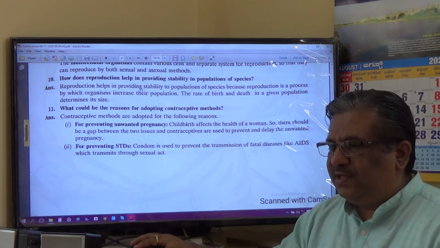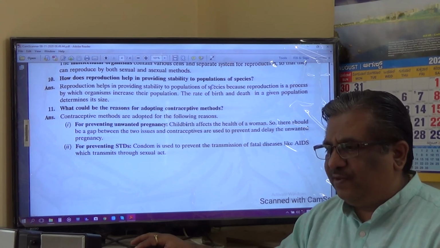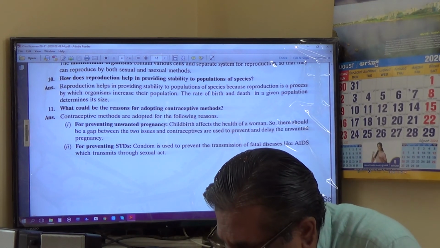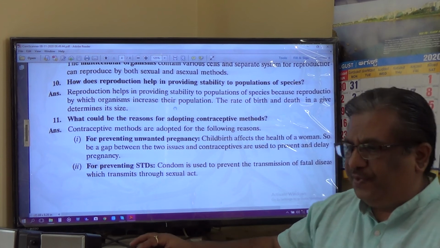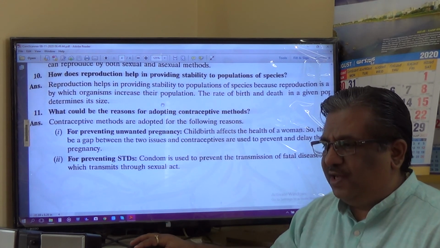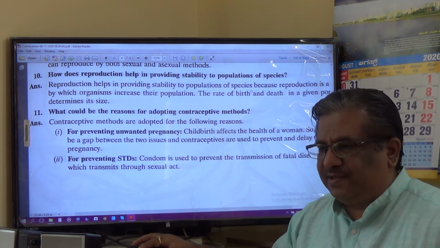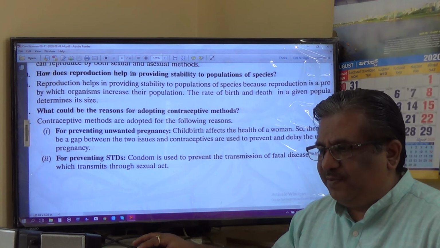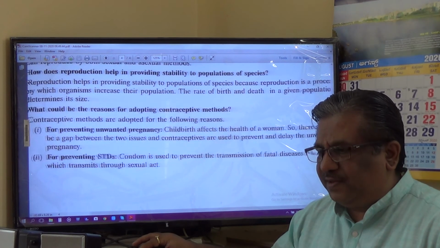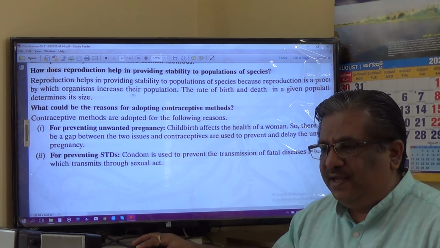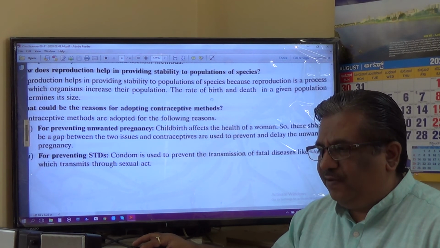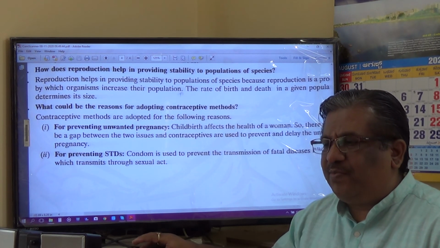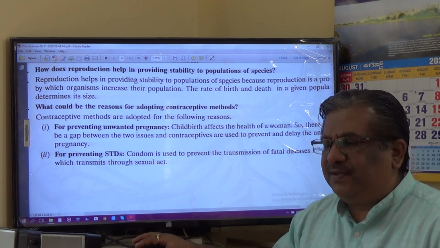Next, how does reproduction help in providing stability to the population of species? Just a moment, let me increase it to 125%. Yeah, I hope it's clear. Reproduction helps in providing stability to the population of species because reproduction is a process by which organisms increase their population. The rate of birth and death in a given population determines its size, and this is how reproduction helps in providing stability to the population of species.